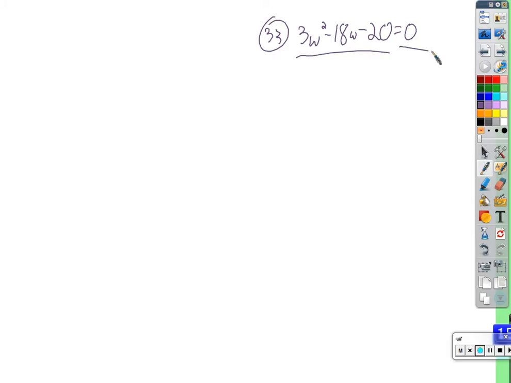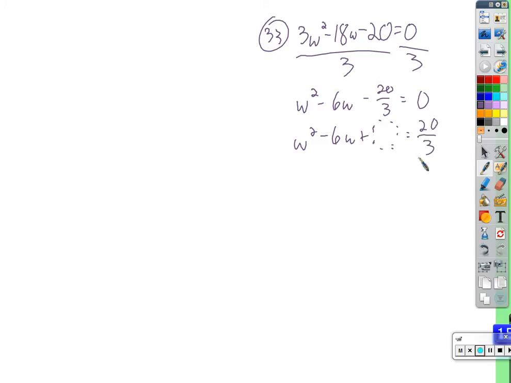The only thing is this 20 is not divisible by 3, so we get not a nice number there at the end. W squared minus 6W minus 20 over 3 equals 0. W squared minus 6W plus, we're about to figure this out, equals, we're going to add 20/3 to both sides. 20/3. I know this is going to have to factor as x minus, and x minus what? 3. X minus 3, x minus 3.